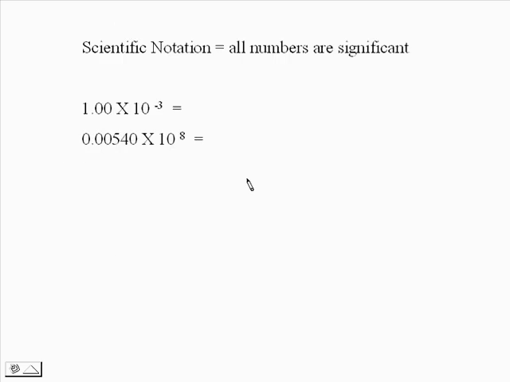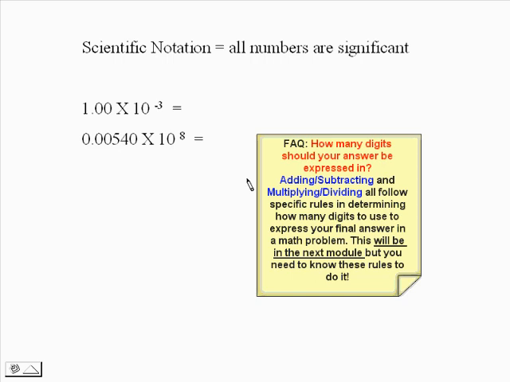Whenever you see a scientific notation number, however it is expressed to you, even though it may not be in the correct format, just count that as being all significant numbers. So in this one, there are 3 significant digits. I didn't have to determine that those were trailing zeros with a decimal point. It's scientific notation. They're all significant.